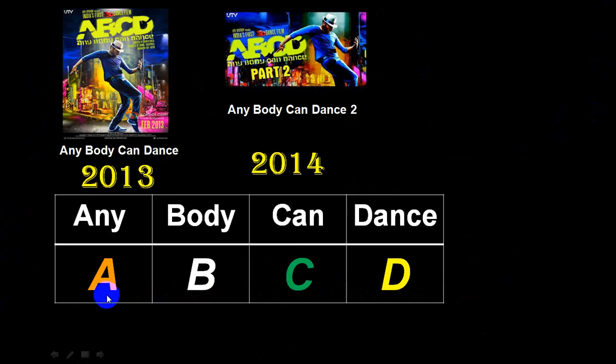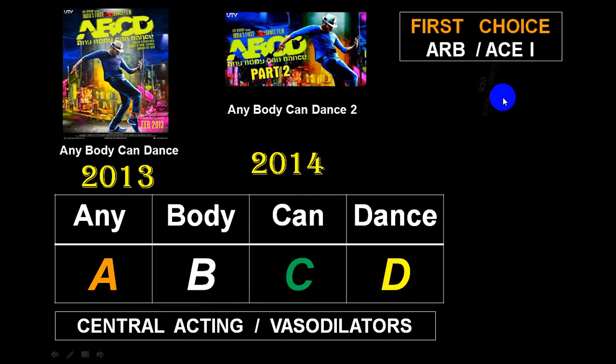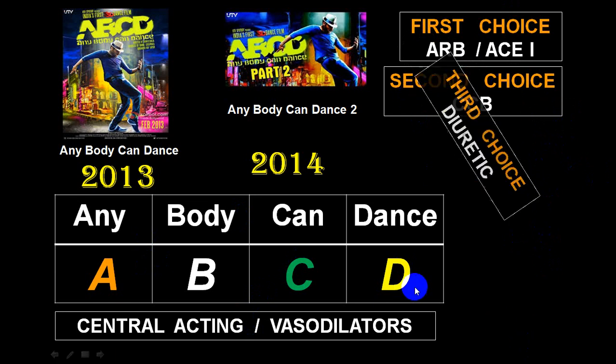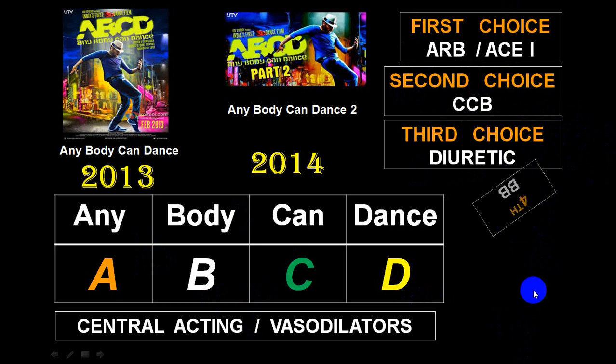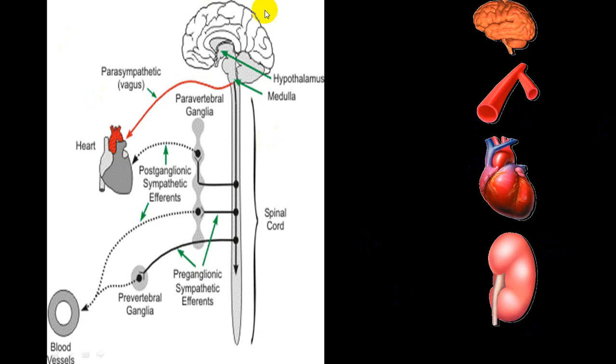We know that we divide drugs into 4 groups, A, B, C, D. It is not that anybody can dance. We have a part 1, part 2, and later on, in some years, you will come across part 3, part 4, part 5, etc. But we use A for ARB and ACE inhibitor, B for beta blocker, C for calcium channel blocker, D for diuretics, and then another group we call centrally acting or vasodilator group, and miscellaneous. So the first choice is always ARB, ACE inhibitor, but C comes before B, so the second choice is CCB. D is before B, so diuretic is the third choice, the fourth choice is beta blocker, and the fifth choice is centrally acting drugs or vasodilators.